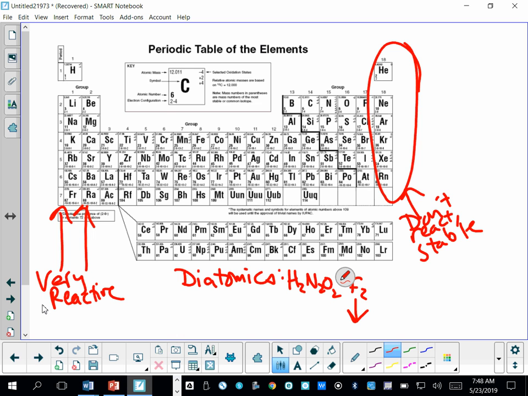down, but I'm going to add in the 2, so that means hydrogen, nitrogen, oxygen, fluorine, chlorine, bromine, and iodine. They're all diatomic, so they always are found together in nature.